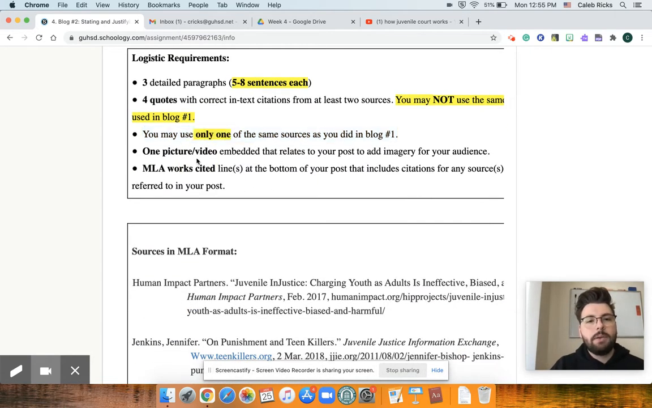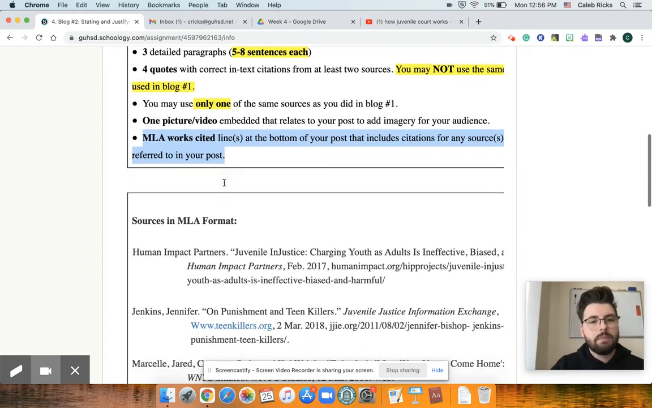Just like your last blog post, we need a beautiful little picture or a video embedded in your post that adds imagery or provides an overview of your topic. Again, obviously, don't use the same photo or video. And then, just like last week, an MLA Works Cited section below.